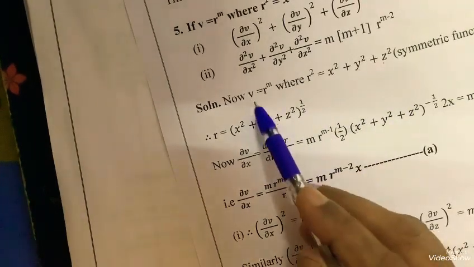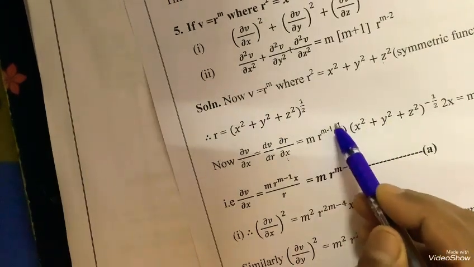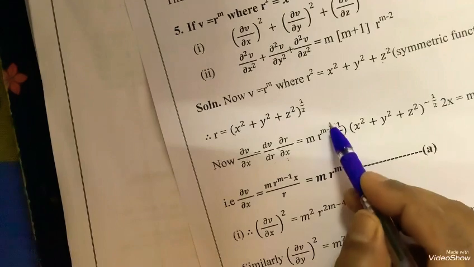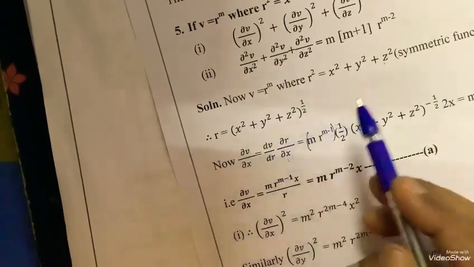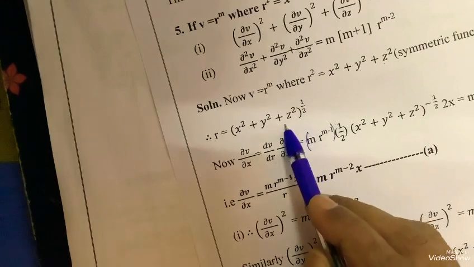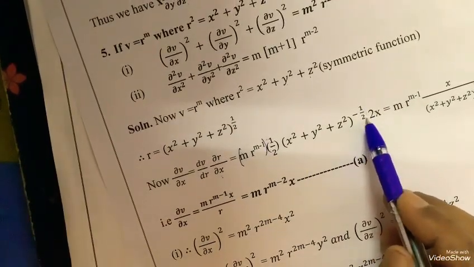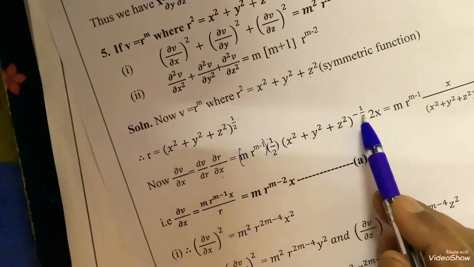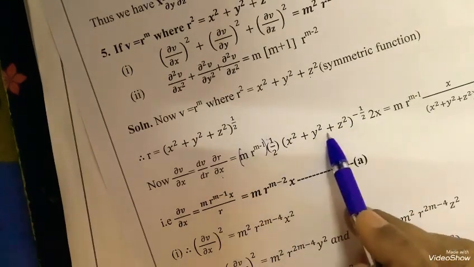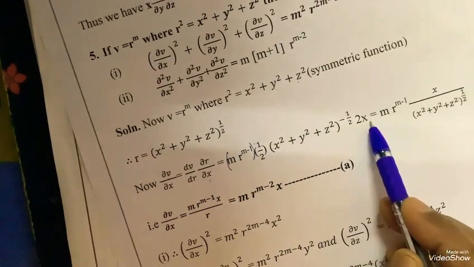So now differentiation of v with respect to r is what? M into r raised to m minus 1. And what is differentiation of r with respect to x here? It is half into x square plus y square plus z square raised to minus 1 by 2, because plus half minus 1 means minus 1 by 2, into differentiation of x square plus y square plus z square with respect to x, which is 2x. Yes, I hope all of you followed it.